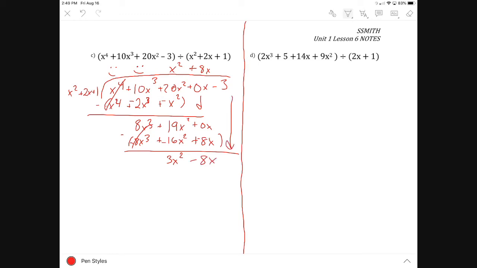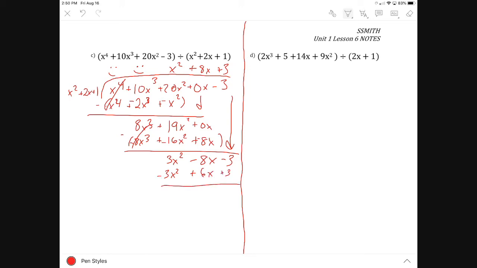Then we're going to bring down that negative 3 for our last step. So how are we going to get to 3x squared? Just multiply by 3. So plus 3. Multiply by 3 on each part. So 2x times 3 is going to give me plus 6x. 1 times 3 is going to give me plus 3.